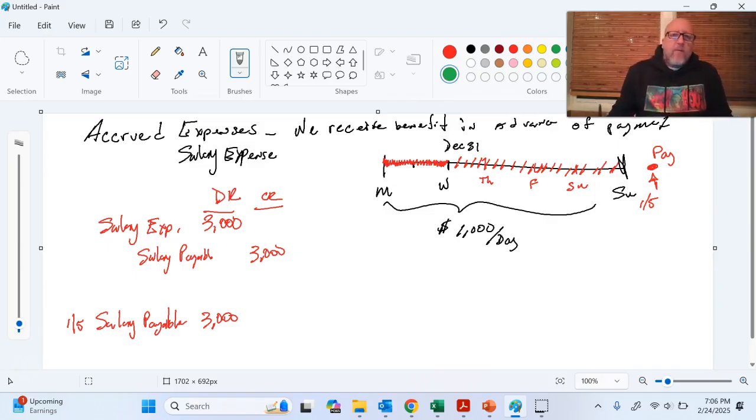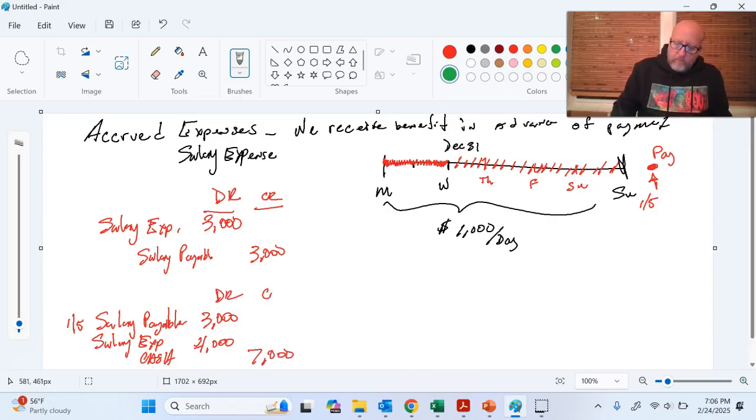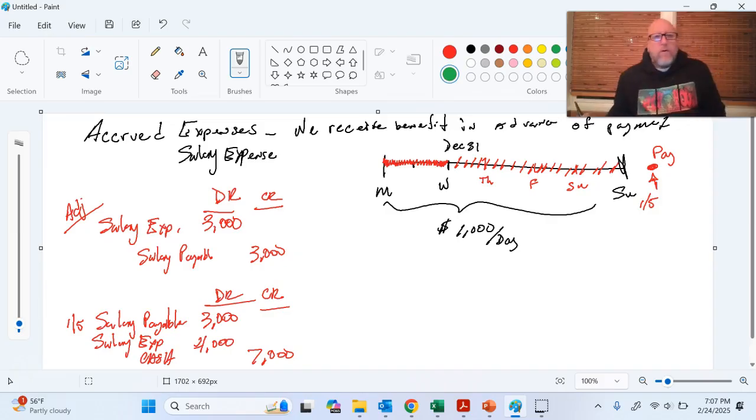And so the amount of salaries expense we recognize in the subsequent period, January 1st through January 5th, is salary expense $4,000. And then it would be a credit to cash, $7,000. But this is the adjusting entry for accrued expenses. And this is simply the payment in a subsequent period.